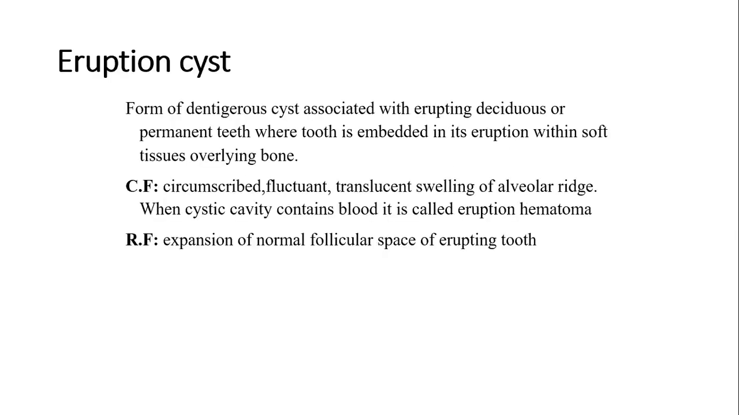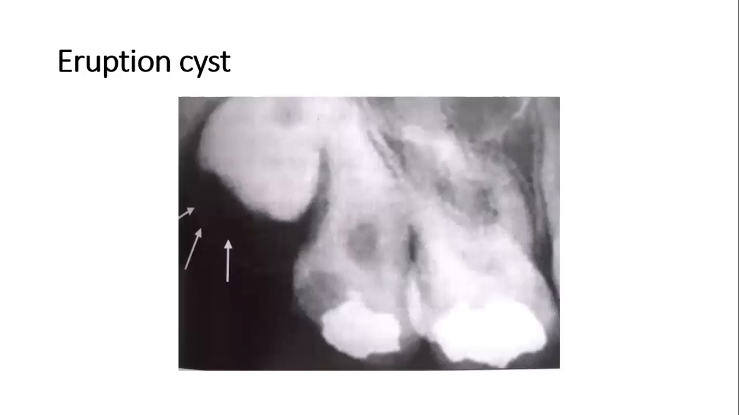Next is eruption cyst, which is a form of dentigerous cyst associated with erupting deciduous or permanent teeth. The tooth is embedded in its eruption within soft tissue overlying bone. Clinical features: seen as a circumscribed, fluctuant, translucent swelling of the alveolar ridge. When the cystic cavity contains blood, it is called eruption hematoma. Radiographic feature: expansion of the normal follicular space of the erupting tooth. Here is a radiograph showing eruption cyst.